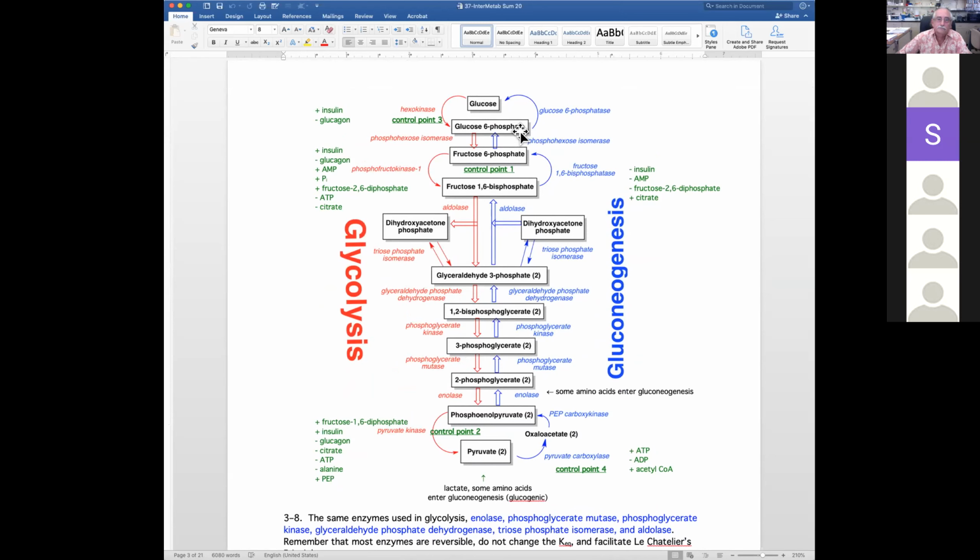The purpose of control points would be, this is in the same compartment in the cell. It doesn't make sense to be burning glucose for energy at the same time you're taking pyruvate and turning it back into glucose. Makes no sense at all. So you notice that things that activate these enzymes will inactivate these enzymes. And I don't need to go through every single one because it's just written right there.